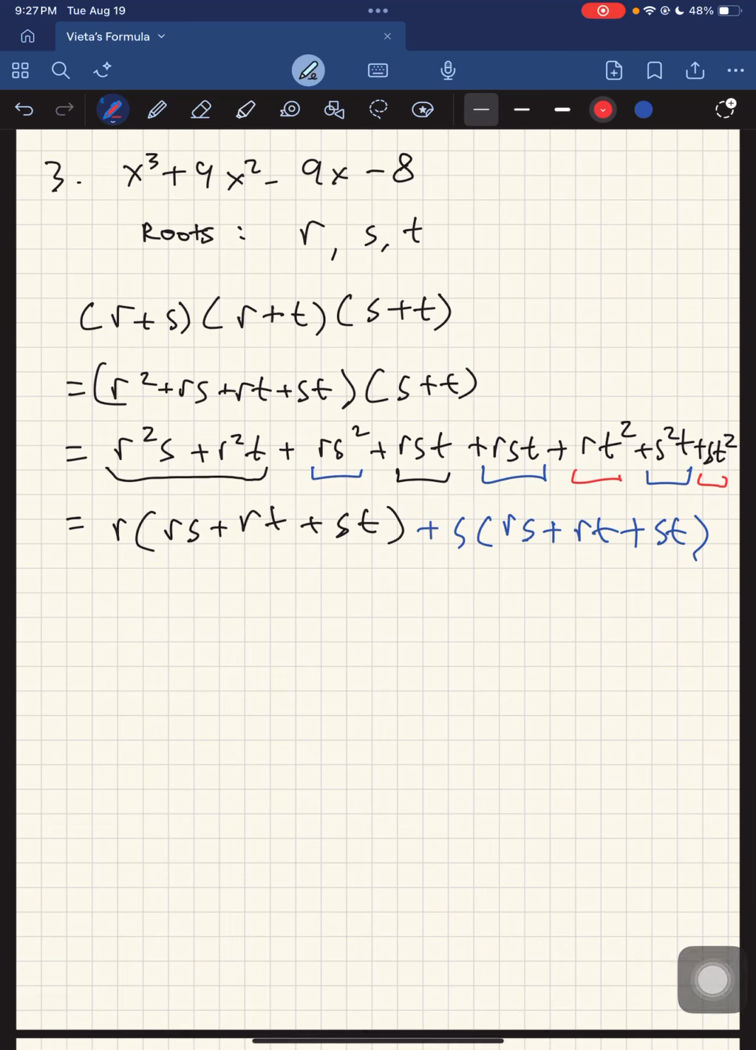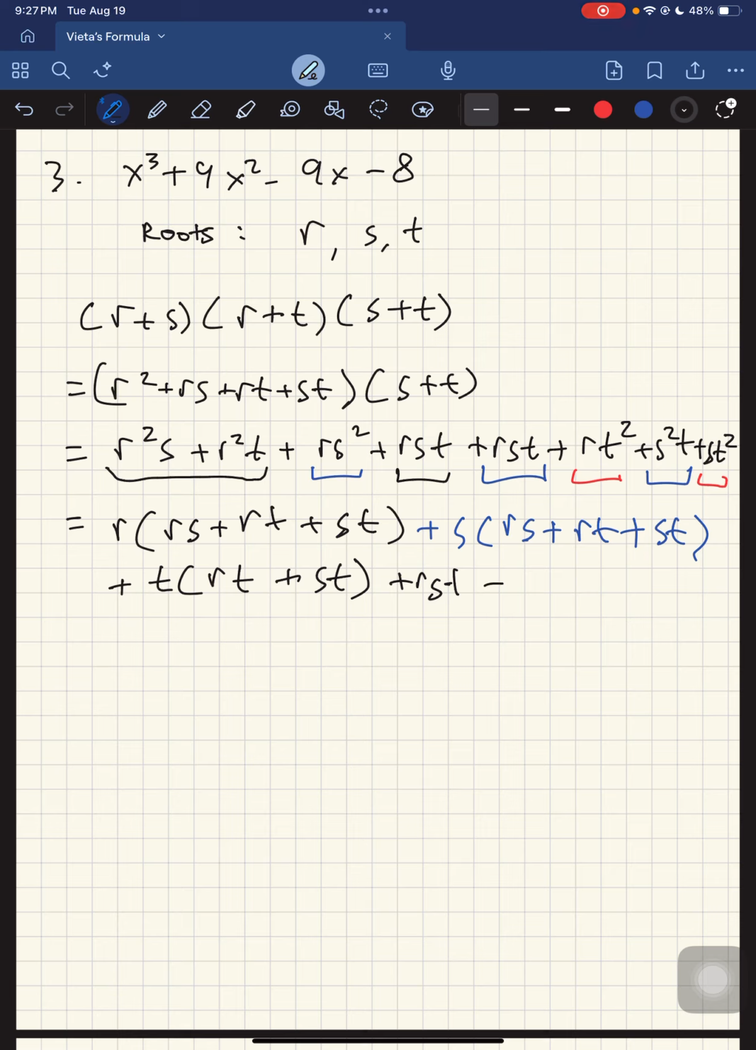Okay, so let me first write out the factorization. This is going to be equal to r times rs plus rt plus st. Okay, no, I'm just going to add it onto here. So this is just going to be equal to t times rt plus st. But also note that we can do this. We can add rst.